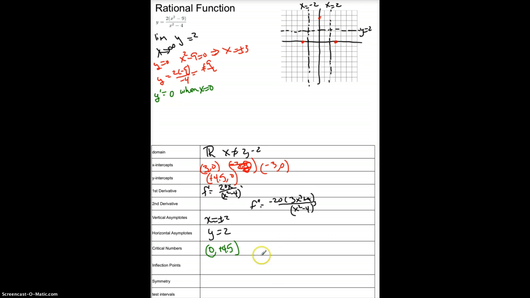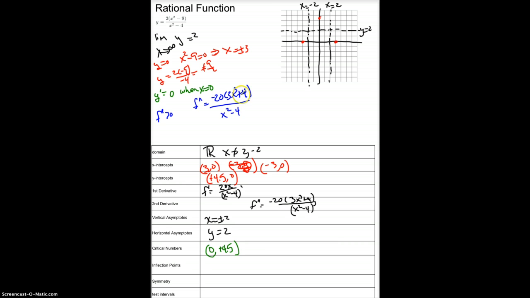Let's look at the second derivative. Let me change pen colors. When is the second derivative positive? The second derivative, I'm going to put it over here, is 20 times 3x cubed plus 4 divided by x squared minus 4 cubed. Where is this positive? Hold on, it's when the whole thing is positive.